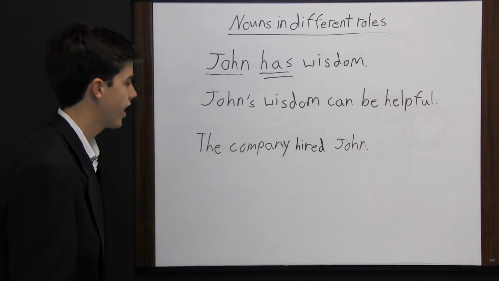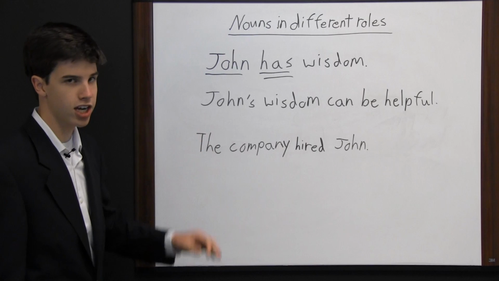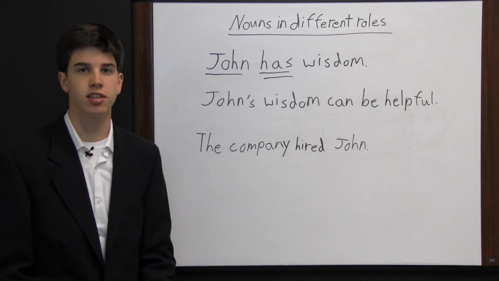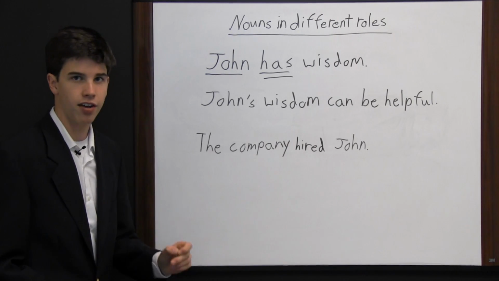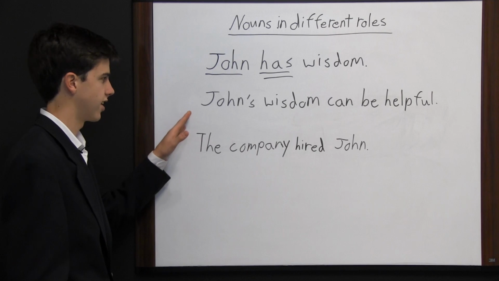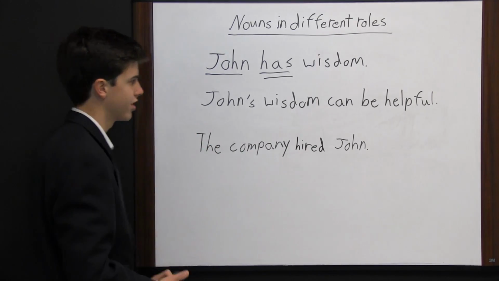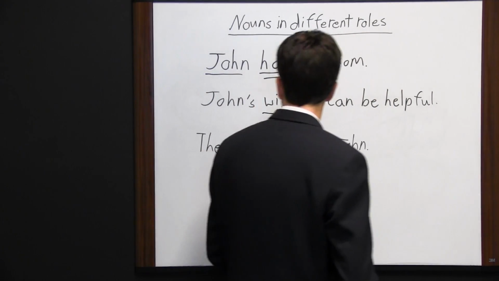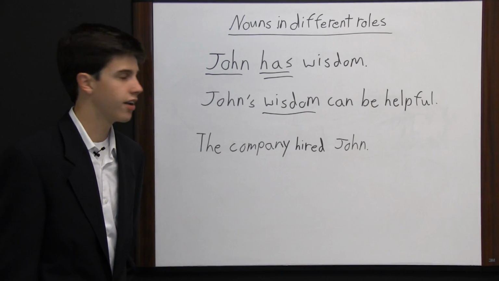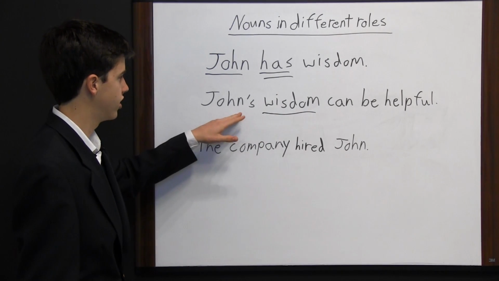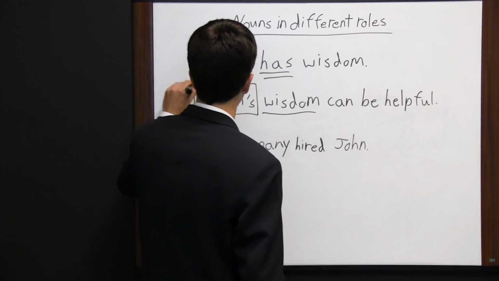So right here, John is the subject of the sentence. Well, John is also a noun because a noun names a person, place, or thing. So John is obviously a person, and this is actually what we would call a proper noun because it names a specific person. So right here, John is a noun, and it's playing the role of a subject. Now look at this next sentence. John's wisdom can be helpful. What's the subject here? You may be tempted to say John's, but the subject is actually wisdom. So if the subject is wisdom, then what role is John's playing? Well, John's is the possessive form of John. It's describing the wisdom. It's saying that the wisdom belongs to John because it's John's wisdom. So here you see John's playing a possessive role in the sentence.